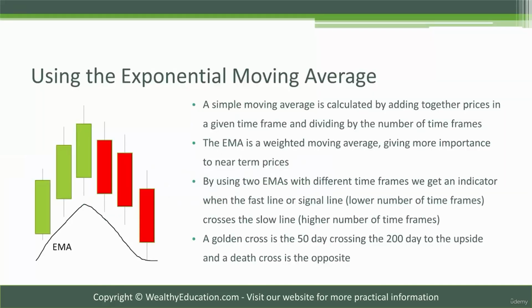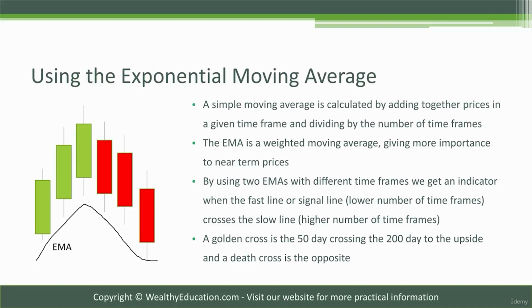A simple moving average is calculated by adding together prices in a given time frame and dividing by the number of time frames. So a 20-day simple moving average would take the closing price for the last 20 days, add them all together, and then divide by 20. The EMA, or the exponential moving average, is calculated in the same way, except the closer time frames, the closer days, are given more weight than further out days. So yesterday's closing price would be given more weight than the day before, which would be given more weight than the day before. We can use EMAs in a couple of different ways.